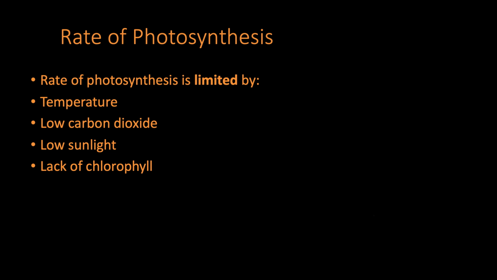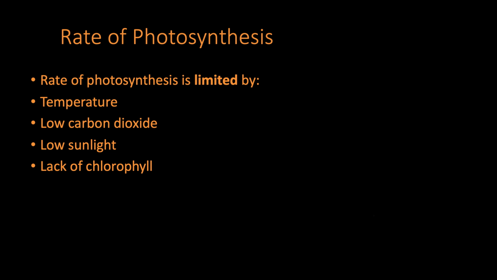Okay, so rate of photosynthesis. The rate of photosynthesis, right, so how quick photosynthesis actually happens, is limited by several factors. Those being temperature, carbon dioxide, sunlight, and chlorophyll, right? So the amount of chlorophyll they've got. Because remember, chlorophyll is what absorbs the sunlight, and so they need that.